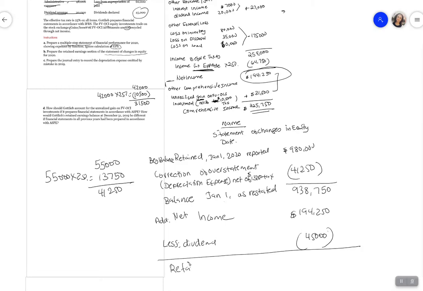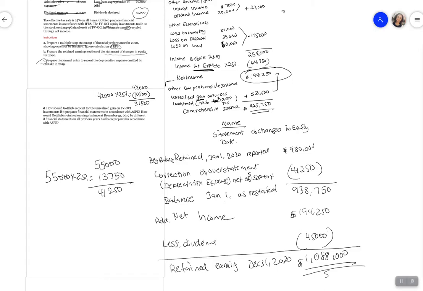So that's the retained earnings at December 31st, 2020, and that will be your 1,088,000. That's your retained earnings. Now what the question is asking for is how to prepare the journal entry to record the depreciation expense that was omitted by mistake.